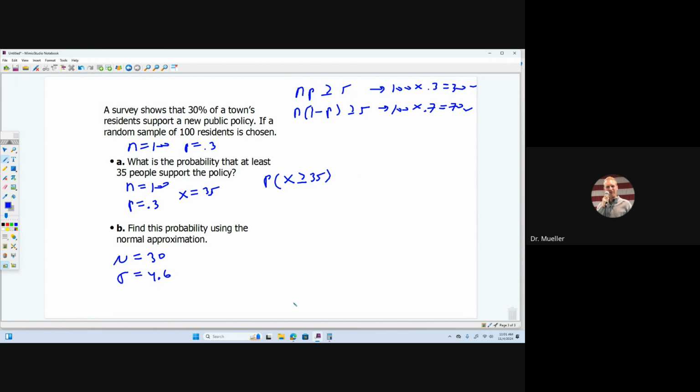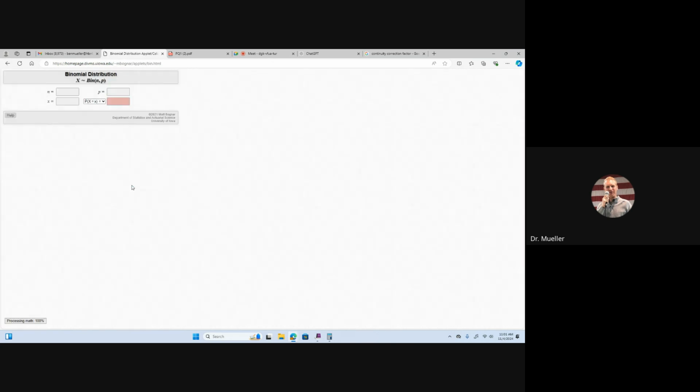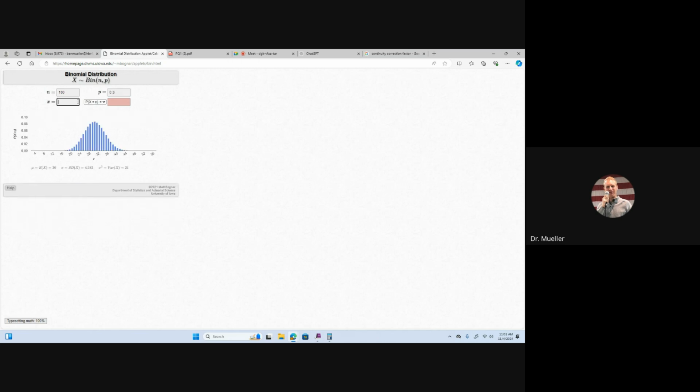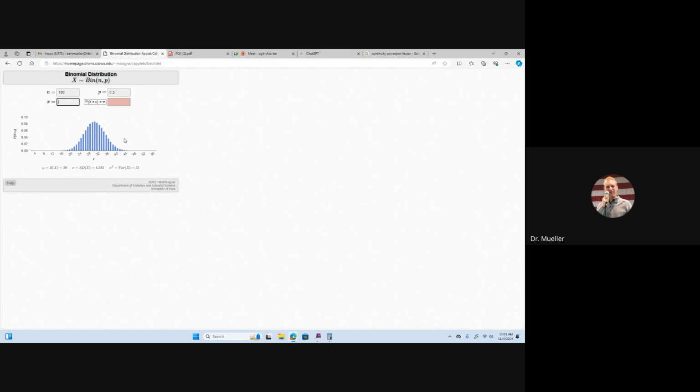So if we go to the binomial calculator, n is 100, p is 0.3, and we want x to be 35. And it says at least, so that's greater than or equal to. So 0.16.